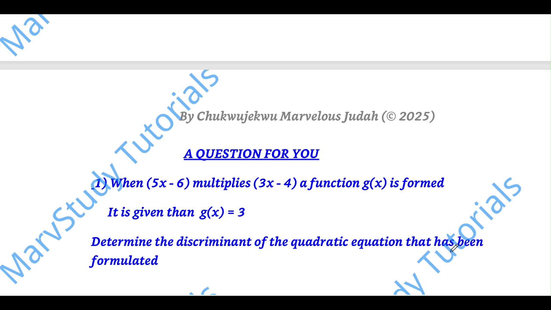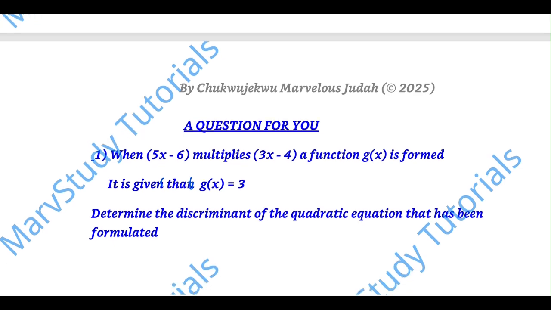And the question is, given that when 5x negative 6 multiplies 3x negative 4, a function g of x is formed. It is given that g of x is equal to 3. Determine the discriminant of the quadratic equation that has been formulated.